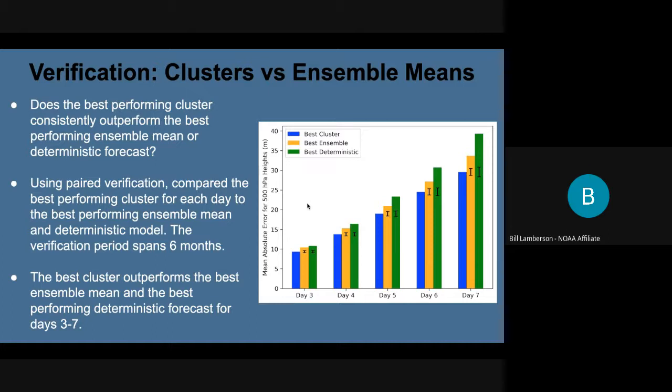So what we did is we used paired verification, and we compared the best performing cluster for each day to the best performing ensemble mean and deterministic model. And we did this over a period of 6 months, and the results of which are shown in this bar chart here. With the best cluster being shown in the blue, the best ensemble being shown in the yellow, and the best deterministic in the green.